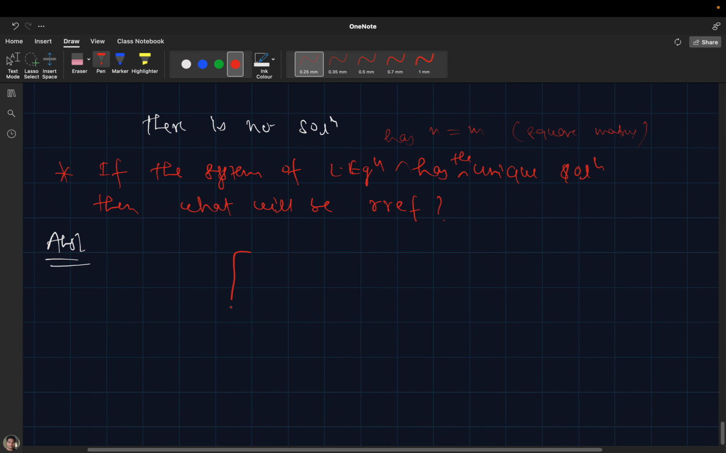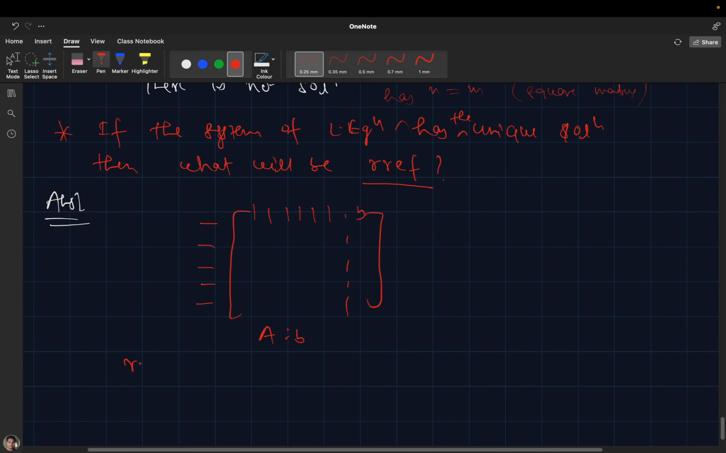If there is a square matrix like this, the number of rows is exactly equal to the number of columns. In A, there will be an additional column also, and there will be diagonals. Only diagonal. I am asking what will be the row reduced echelon form. That will be the identity matrix. Are you guys with me?